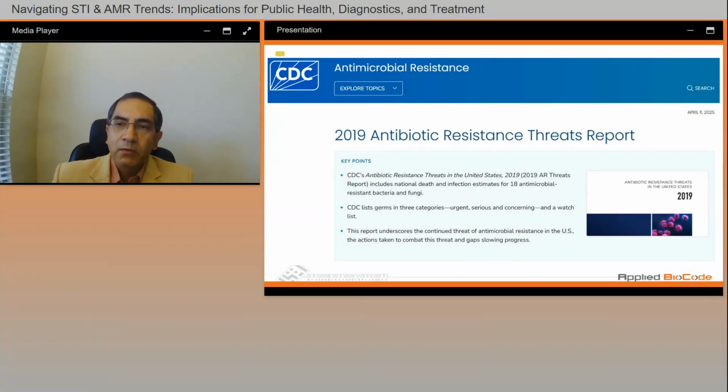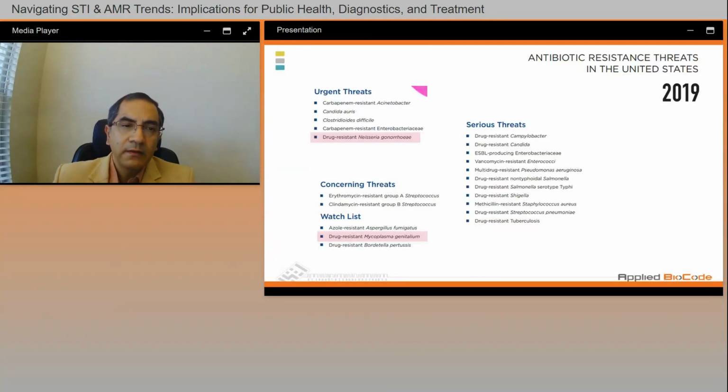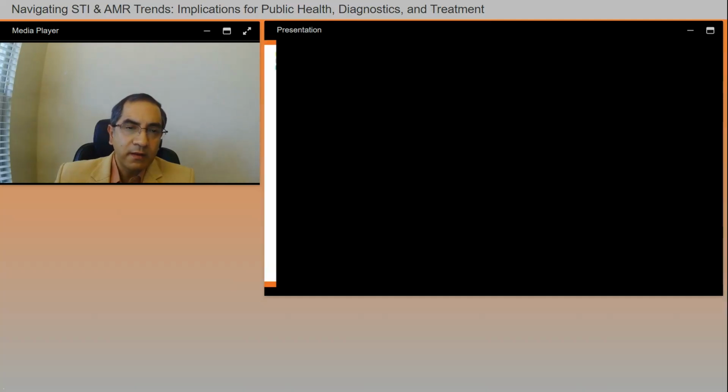In the next few slides, I would like to draw your attention to CDC's report on antimicrobial resistant threats that was published in 2019. CDC listed at least 18 different bacteria or groups of bacteria in 4 broader categories based on the threat they posed. These are urgent threat, serious threat, concerning threats, and watch list. Two of the important causes of STI are also included in the list. Drug-resistant Mgen is under the watch list, whereas drug-resistant Neisseria gonorrhoeae is under the urgent threat.